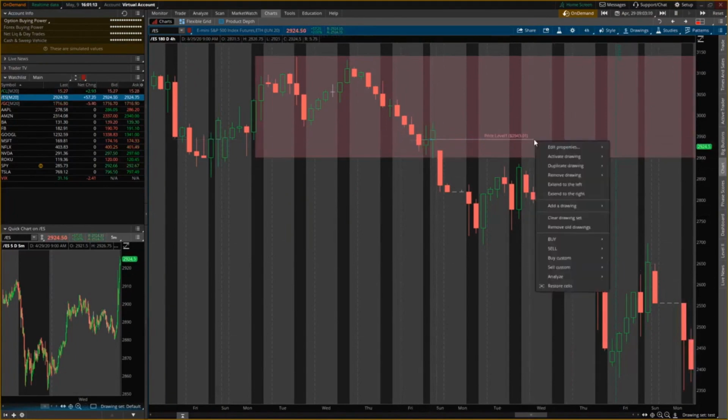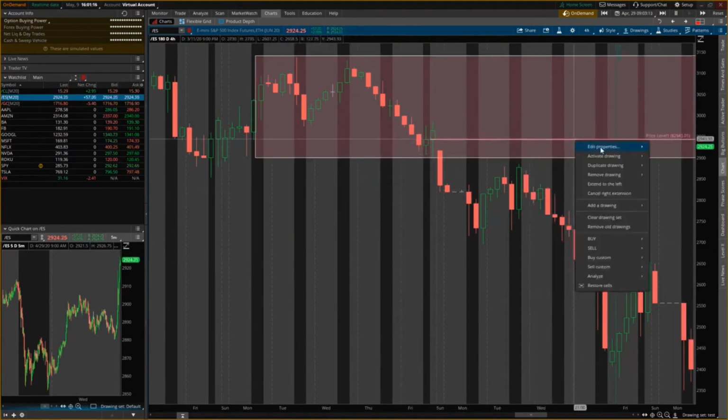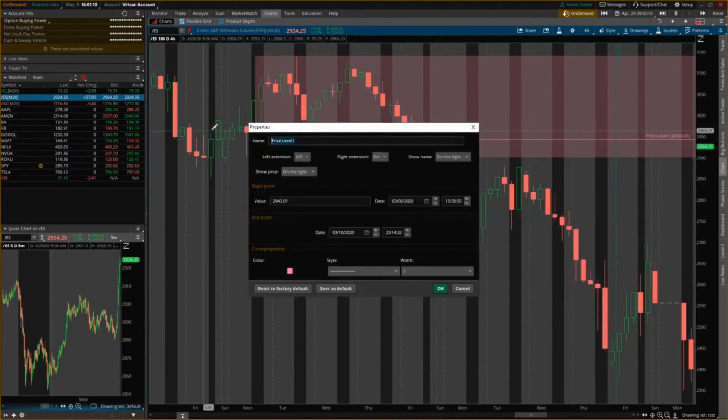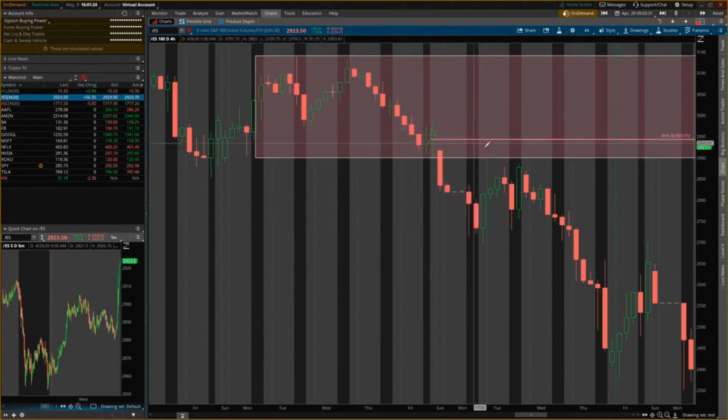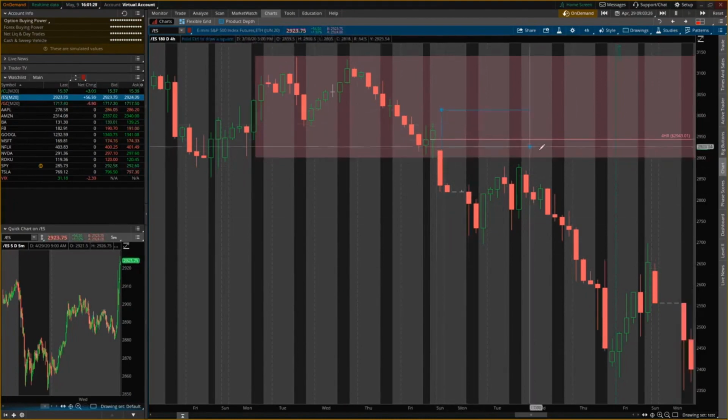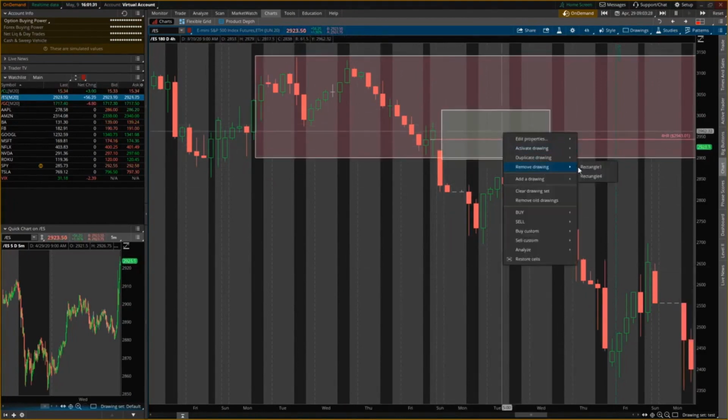So I'm going to make this a price level. I'm going to rename it 4 hour and make it pink. The reason why I'm going to make this a line and not a box is because I don't want to have a box inside a box. It's just going to cause, like I said, too much noise.